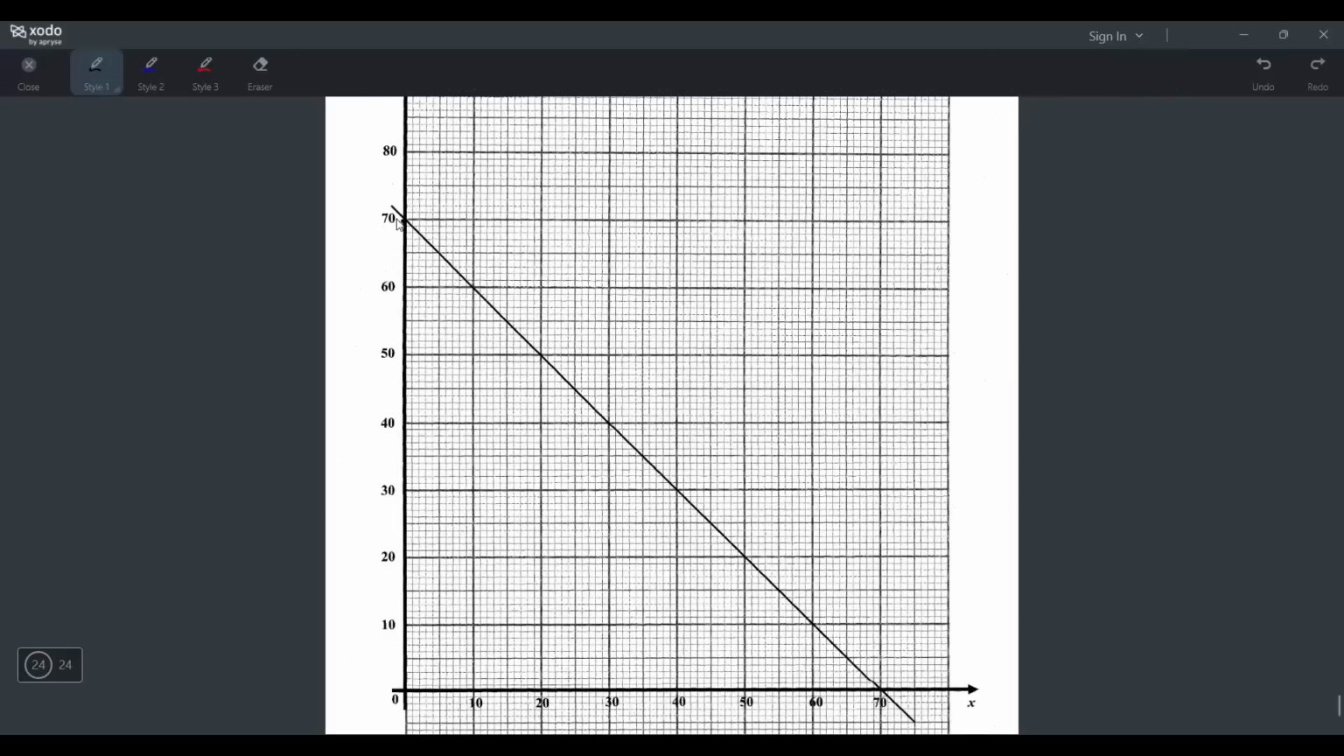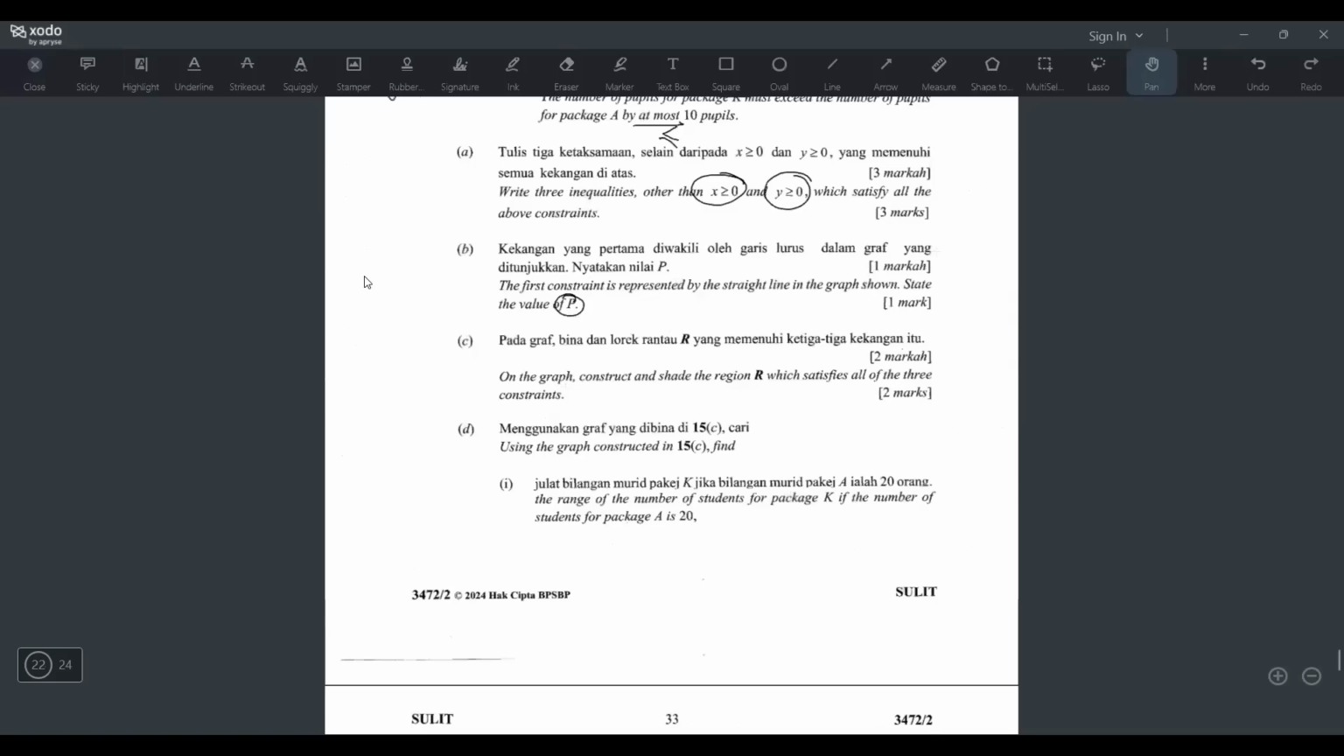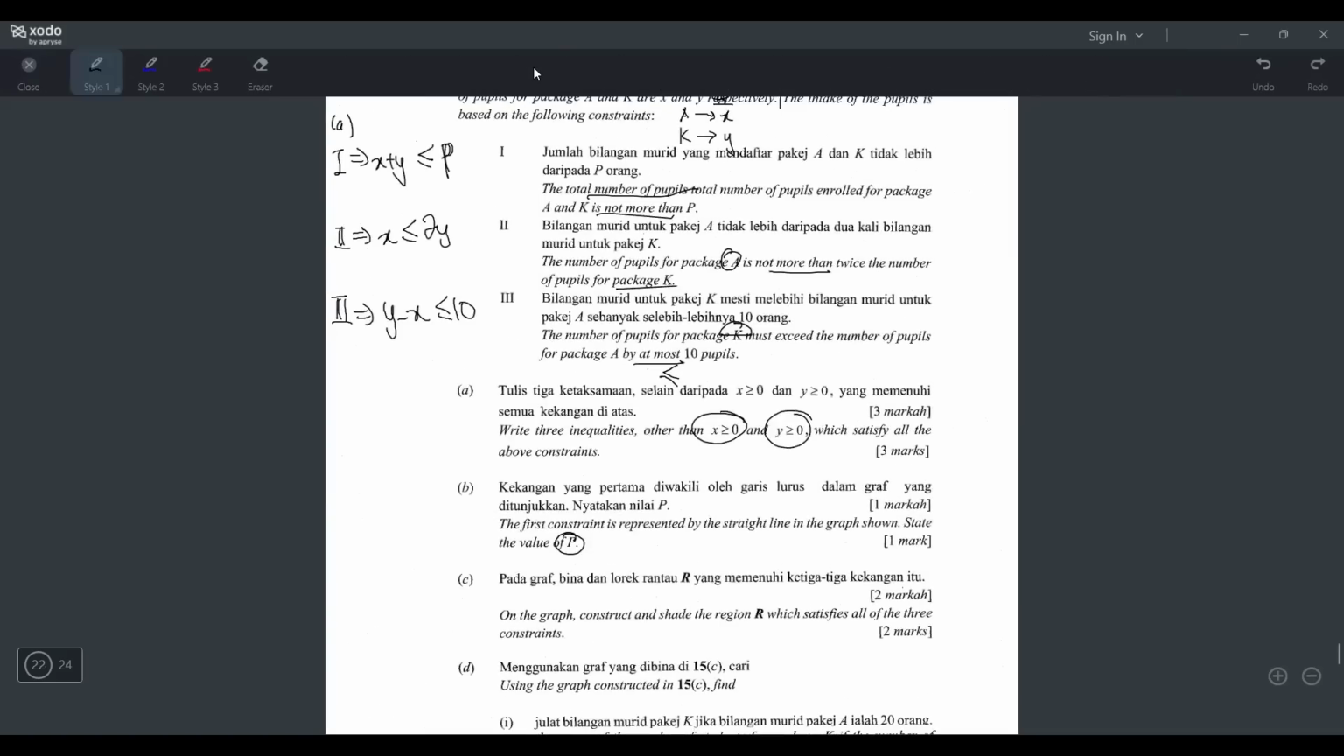You can see that the y-intercept is 70, the x-intercept is also 70, right? So if the x-intercept and y-intercept are 70, it means your p must be 70. Why? Because when x plus y equals 70, when you substitute x as 0, you get y as 70. When you substitute y as 0, you get x as 70 also. That is why this number must be 70. It cannot be another number. Because then only you will end up passing through 0, 70 and 70, 0. Okay. So this is the answer.